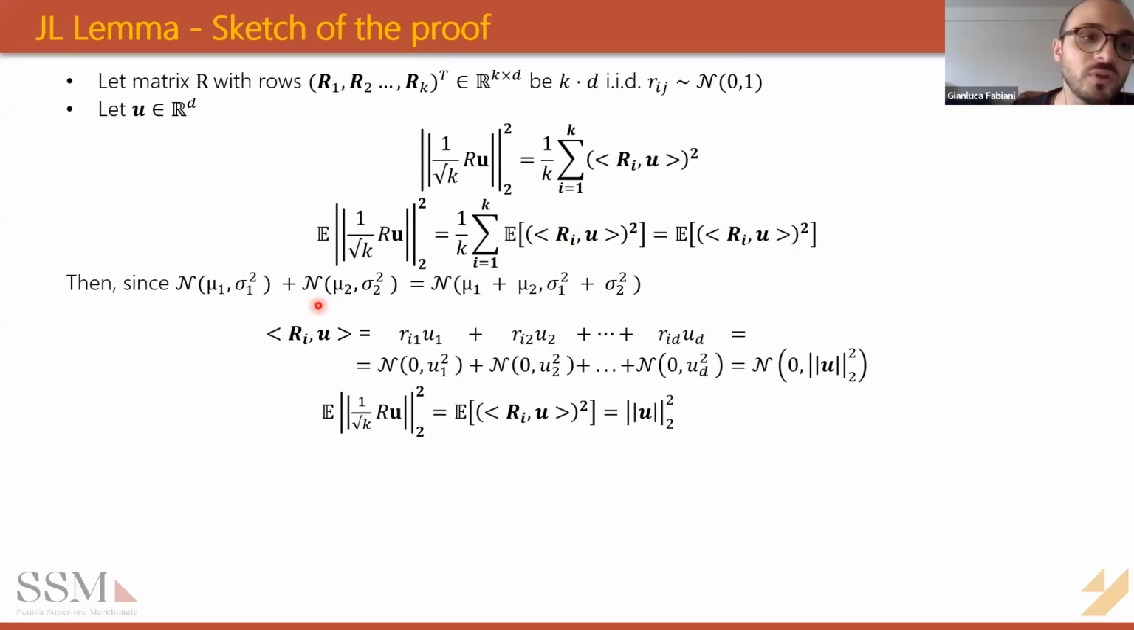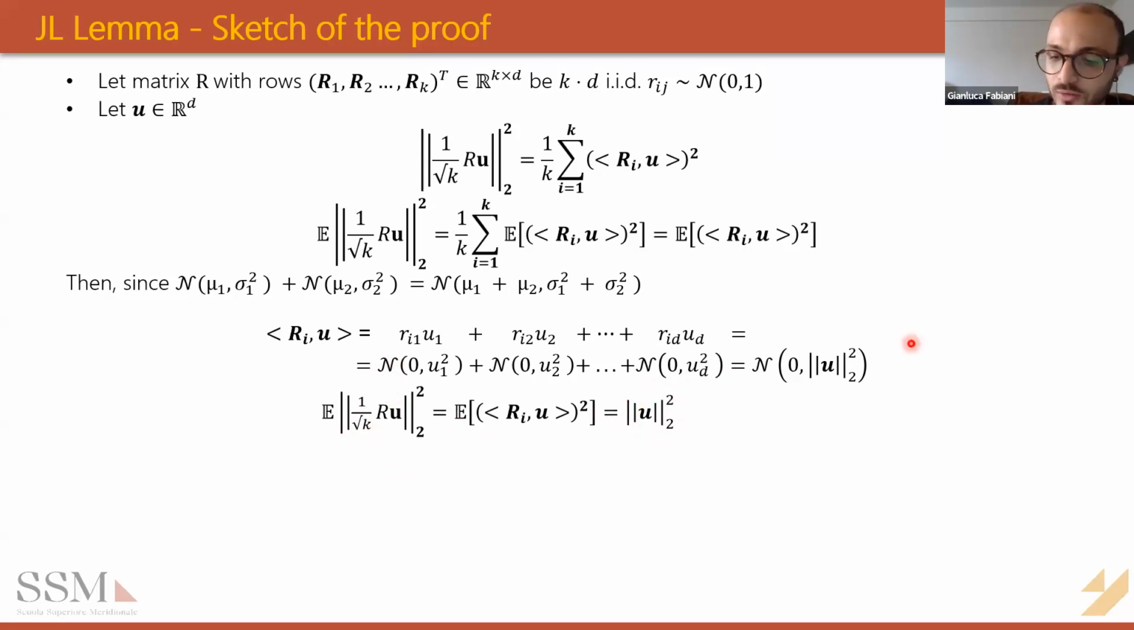Since we know that if we sum normal distributions, we get again another normal distribution. If we consider the scalar product here, each element is the sum of elements that are each one normal distribution. And so at the end, this is distributed as a Gaussian with variance the norm of the vector. So if you take the mean of the square of this, it will be just the norm of the vector. So the mean of the map will be the norm of the vector.